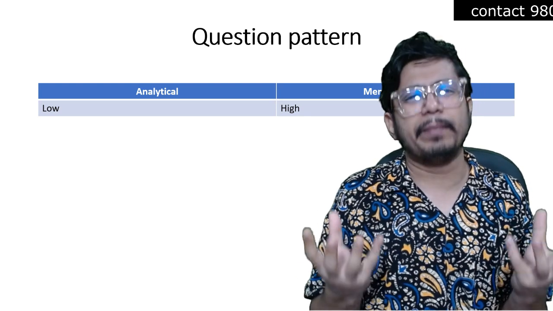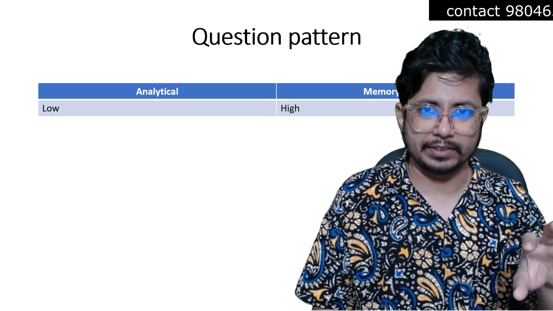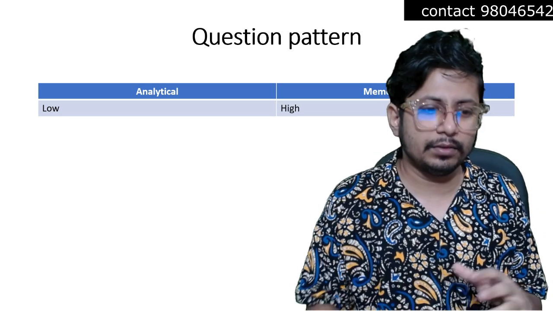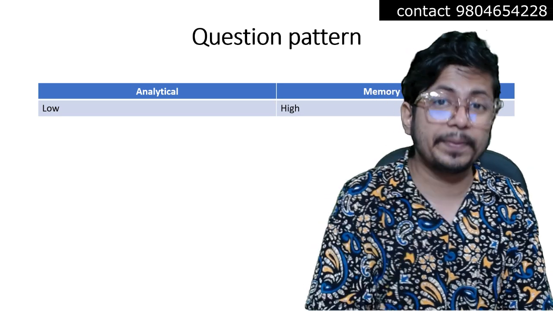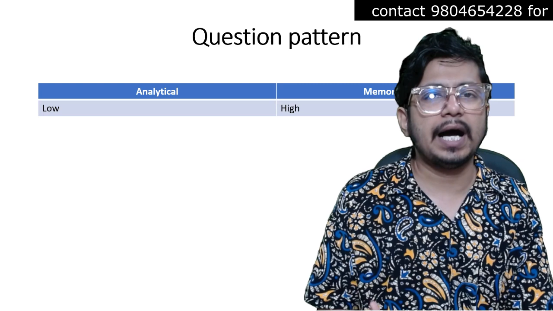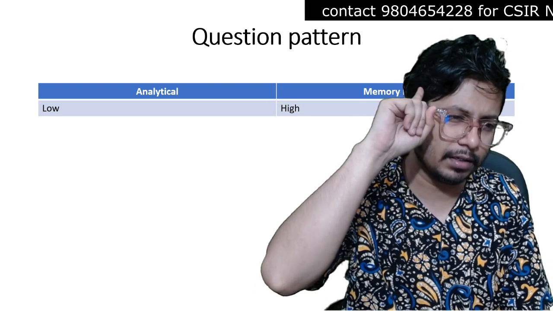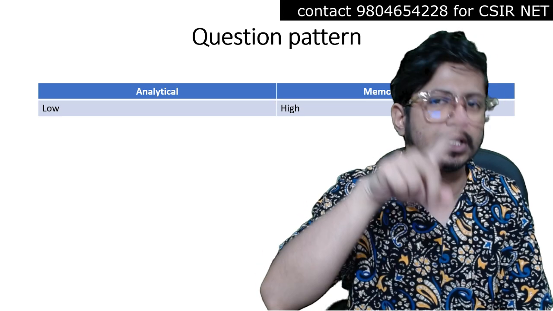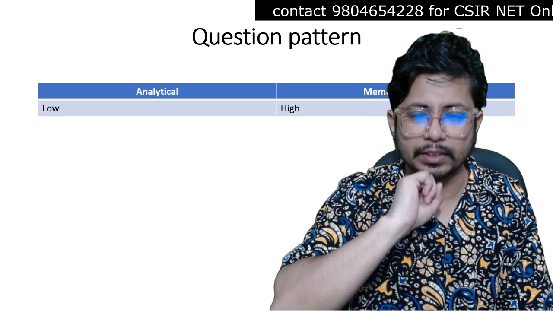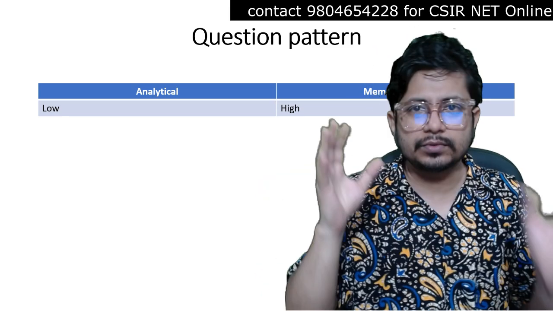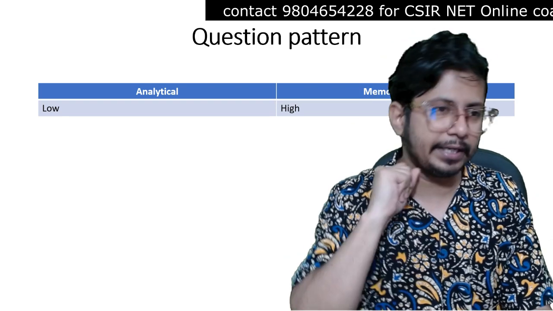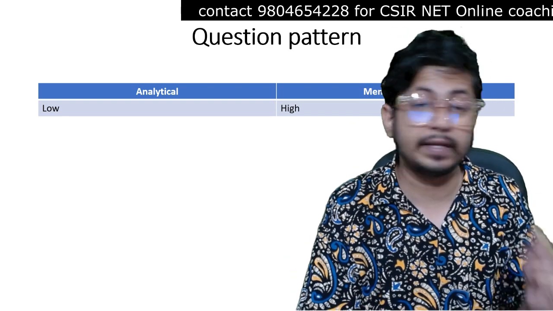So you'll get more memory based questions than analytical questions, and that is kind of sad, because there are a lot of subjects and topics and subtopics out there which are memory type. You need to remember the names: which protein is present in the desmosome, in the gap junction, what is connexin, what is integrin. You need to remember all these protein names, and it's very, very important.